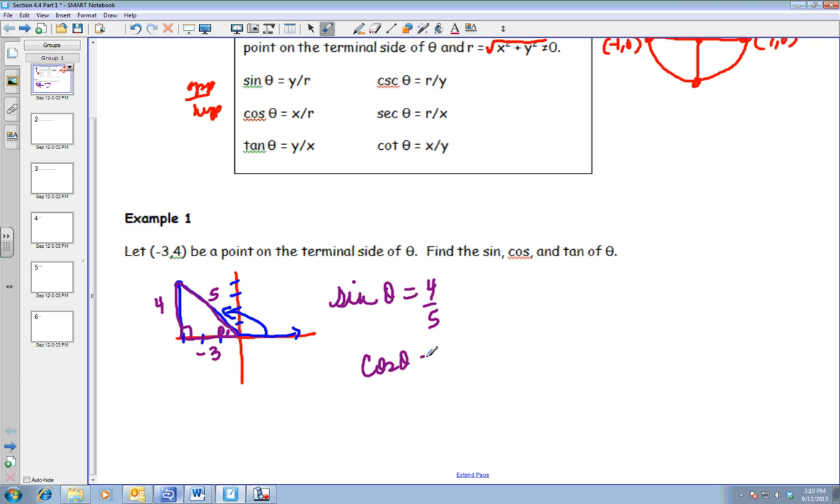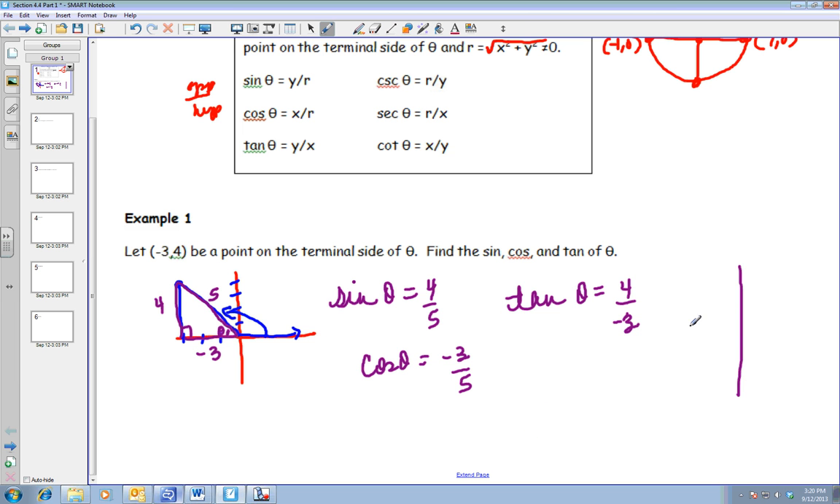Cosine theta is my x value over my r value, so -3 over 5. And tangent theta is my y value over my x value, or opposite over adjacent. So 4 over negative 3. And that's it. Now, let's kind of check our answers.